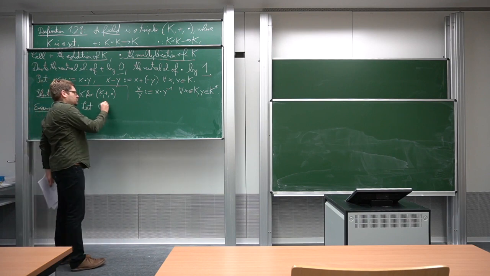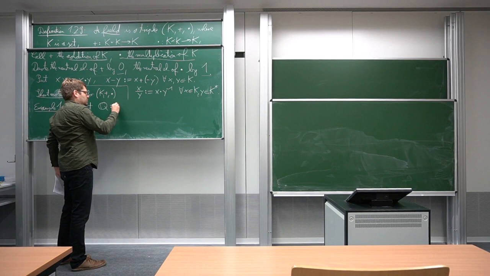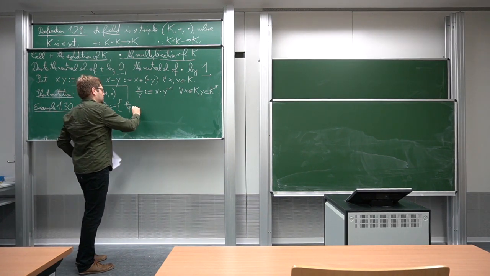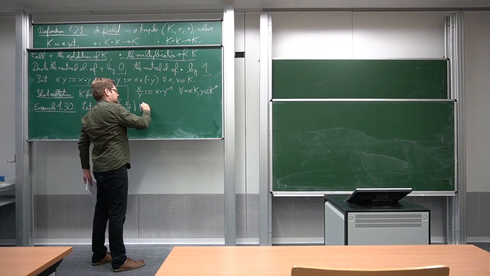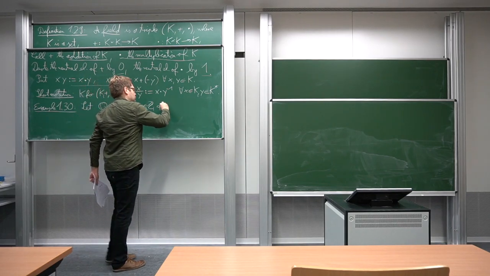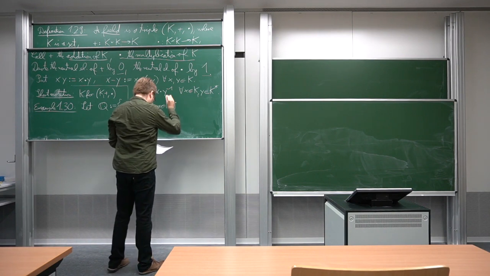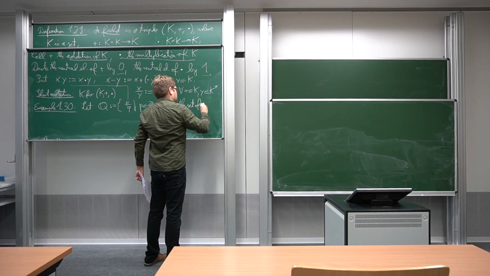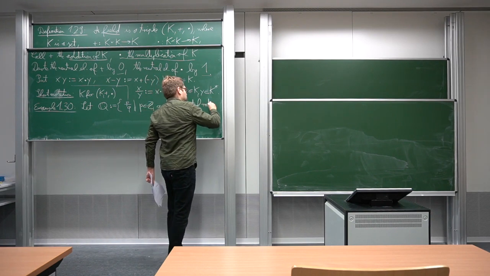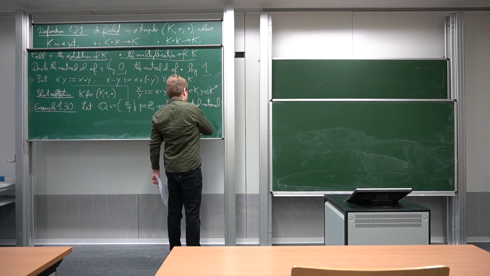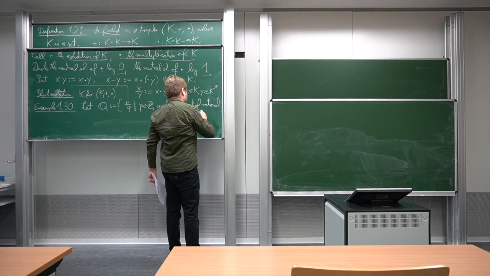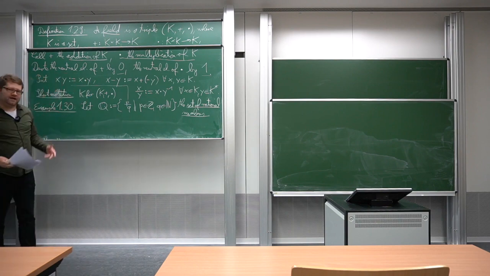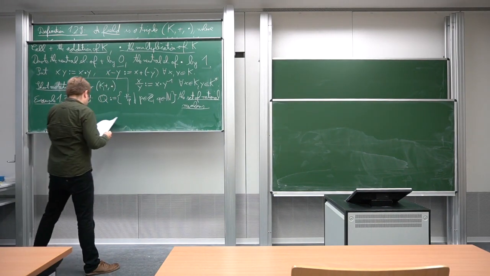Namely, I define Q, the rational numbers, formally as the set of expressions p over q, where p is an integer and q is a natural number. So this is the set of rational numbers, just formally as a set. And now I need to define addition and multiplication on them to make them a field.